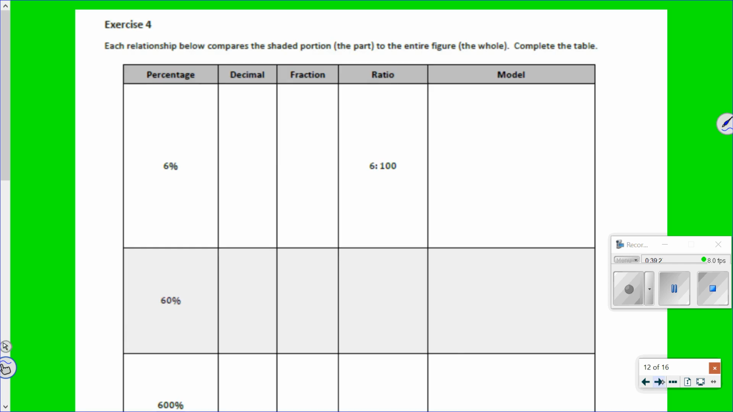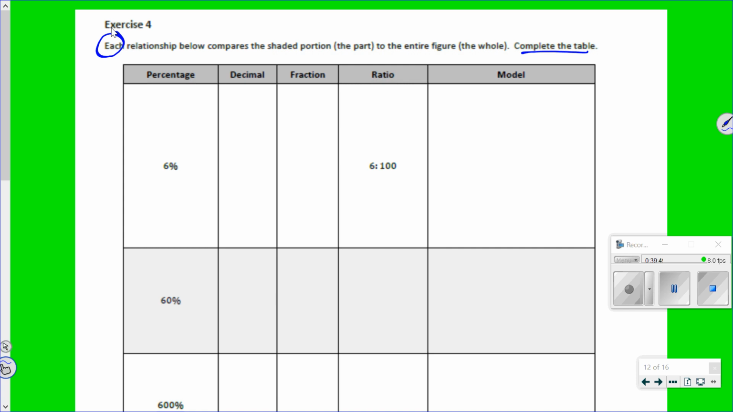We're going to give you guys a chance to work on this one by yourselves a little bit. But before we get started, I'm going to give you an example to make sure you all understand what's supposed to be in each box. So each relationship below compares the shaded portion of the entire figure to the whole. Complete the table. So our percentage is 6%.